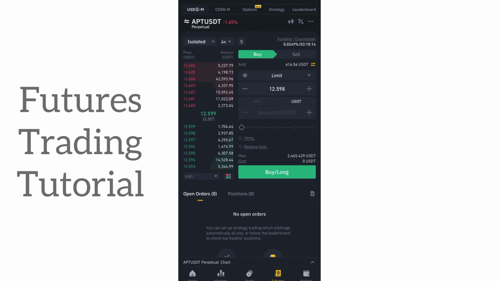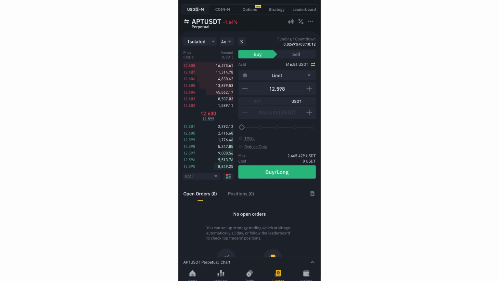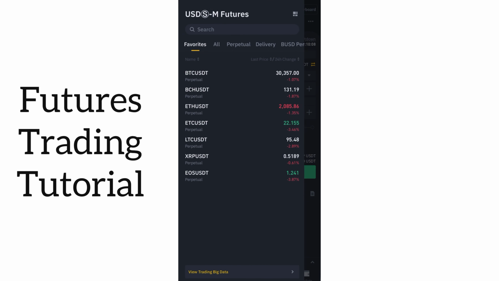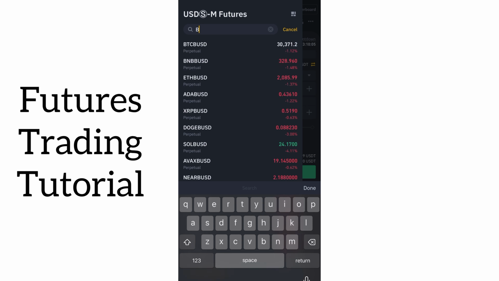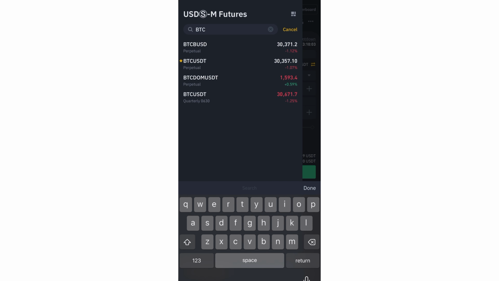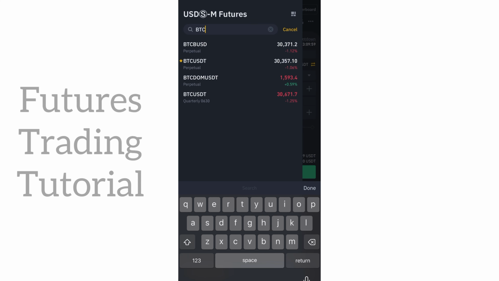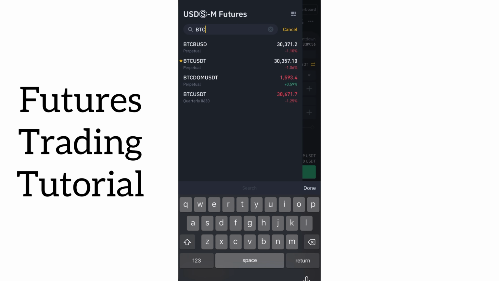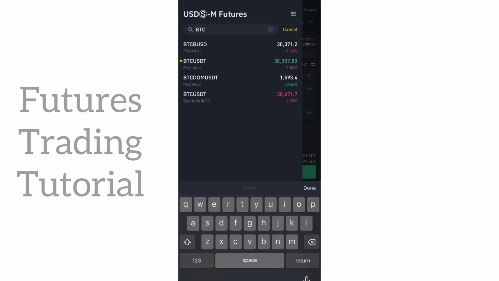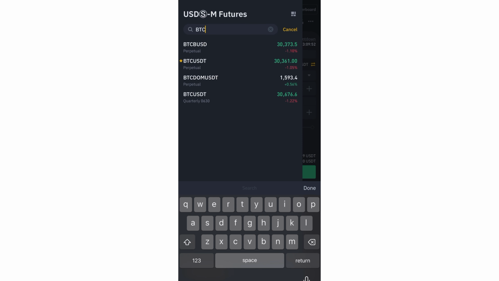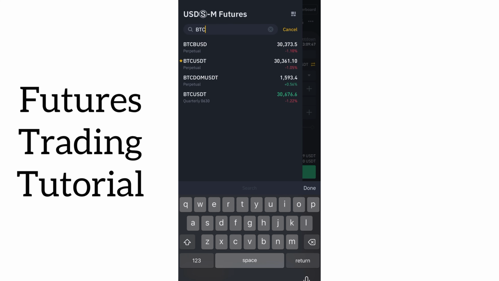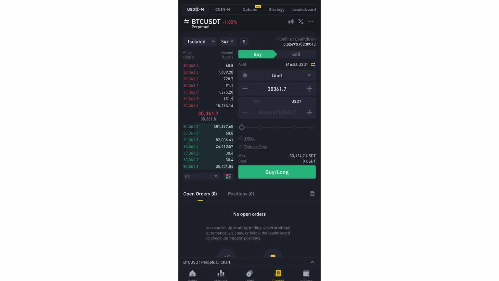So how do you trade? The first thing you want to do is select the pair or the coin you want to trade. Let's say you want to trade BTC on futures. Just come here and search for BTC. Then you can select any of them. Maybe you want to trade BTC BUSD perpetual futures contract or BTC USDT perpetual futures. You can also trade BTC DOM USDT and BTC USDT quarterly futures. As for me, I'll be selecting the BTC USDT perpetual futures contract.